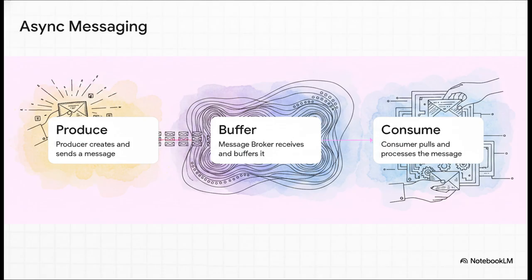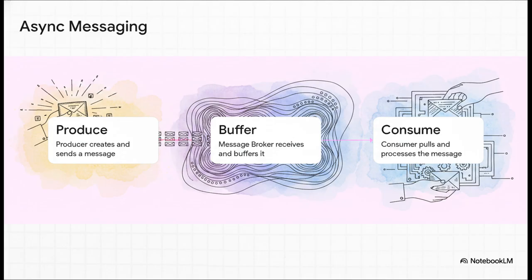In this system, communication goes through an intermediary. Step 1, a producer creates a message and sends it out. Step 2, an intermediary called a message broker, think of industry standards like Kafka or RabbitMQ here, receives and buffers that message. Step 3, a consumer pulls that message and processes it whenever it's ready.